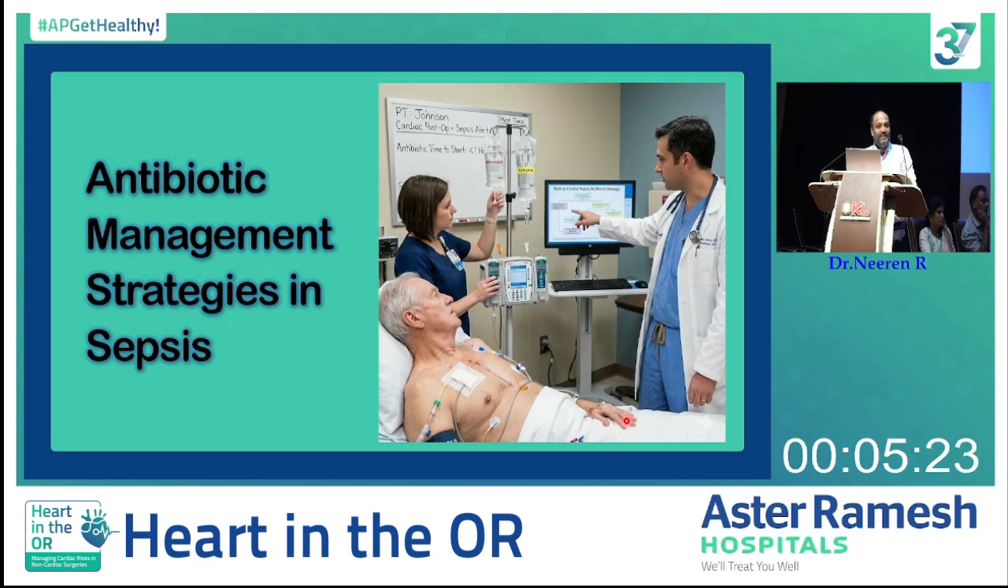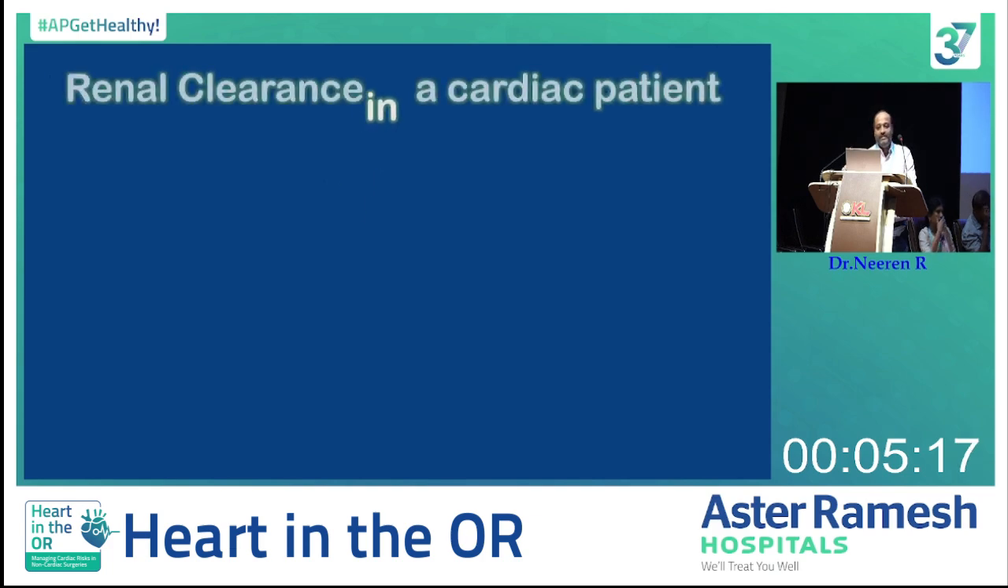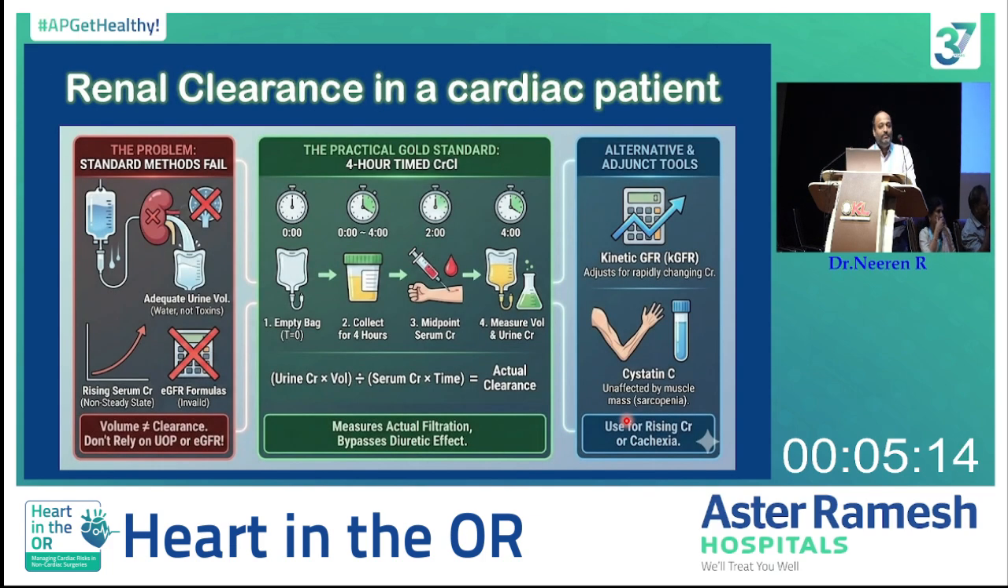Coming to the initial antibiotic management, I will not talk about the antibiotic choice, but I'll tell you how to give the antibiotics in these patients. The most important thing is to calculate renal clearance in cardiac patients. What we generally use, the urine output or the creatinine to measure eGFR, are very poor methods to calculate renal clearance in cardiac patients.